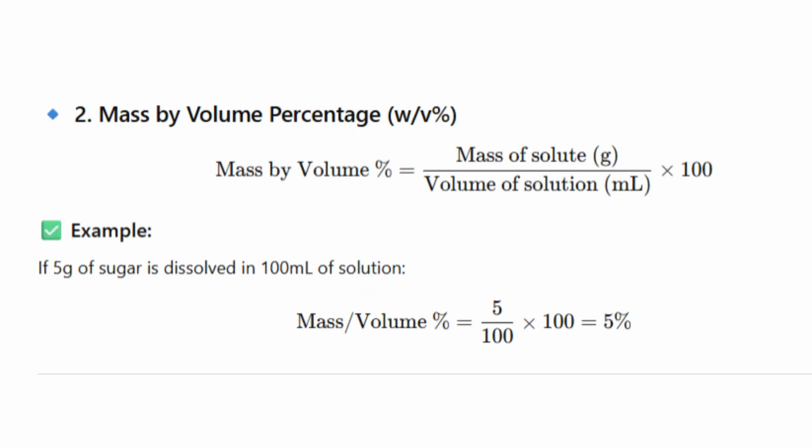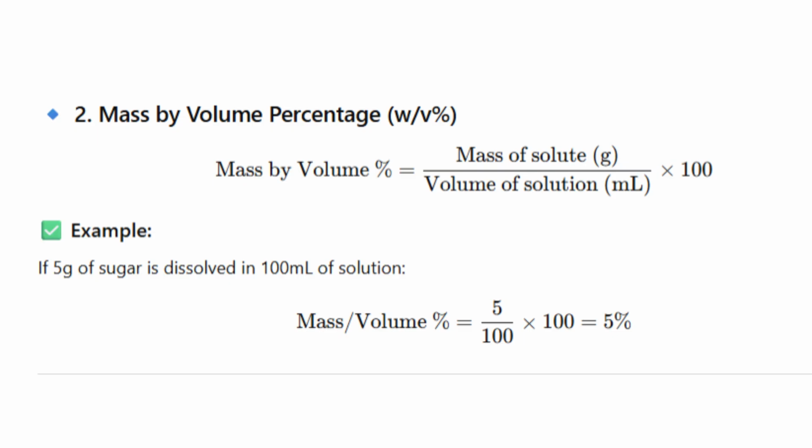Now let's understand mass by volume percentage, also written as W/V %. Formula: mass by volume percent equals mass of solute in grams / volume of solution in ml times 100. Remember, mass is measured in grams, g. Volume is measured in milliliters, mL. Example: suppose you dissolve 5 grams of sugar in 100 milliliters of solution.